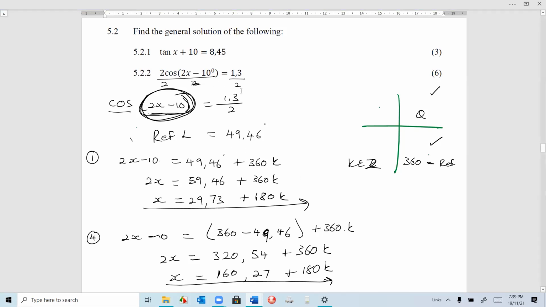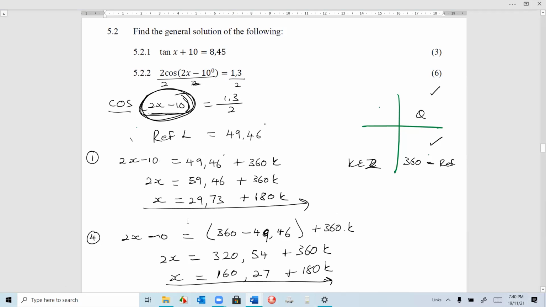Okay, so can you see what we're doing? What is our aim here? Our aim is to isolate cos and then find the reference angle. But before we find the reference angle, we have to determine in which quadrants we are looking. And cos in this case was positive in quadrants 1 and 4. So we find our reference angle and then work with quadrant 1 and quadrant 4, and we solve for x. Are you all happy with that?